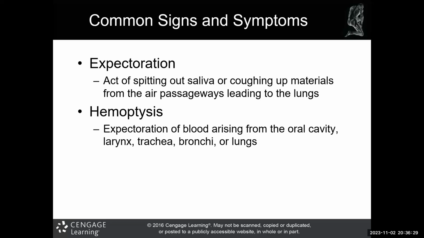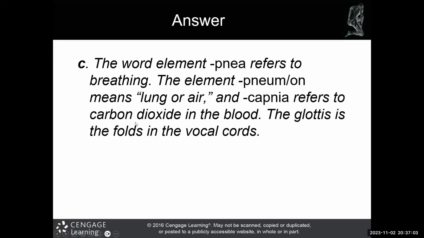Expectoration. To expectorate is to spit up saliva or cough up materials from the air passages leading to the lungs. Hemoptysis. Hemo means blood, like we say hemorrhage, or hemoglobin. Hemoptysis is coughing up blood. And it could be coming from the lungs, the trachea, the bronchi. Whenever we cough up blood and it's more than just a little bit one time, then we need to find out what's going on. So hemoptysis is coughing up blood.